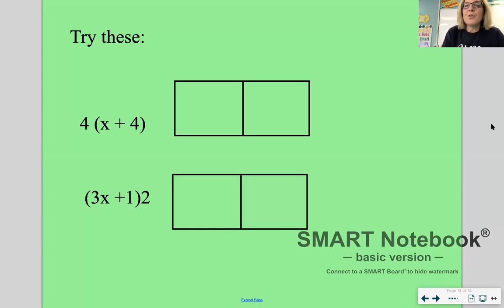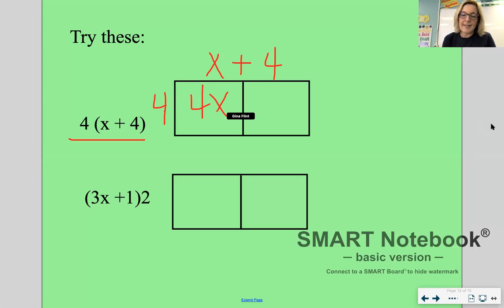So we can also use the area model to multiply algebraic expressions. This first one says 4 times the quantity of x plus 4. So really, x plus 4 is one of the factors, and it's already broken up. So we could put x plus 4 along the top of our area model because those are the 2 parts of that factor. And then 4 is the factor that is being multiplied by. And so now we would do 4 times x, which is 4 x's. 4 times 4 is 16. So this would simplify to 4x plus 16.